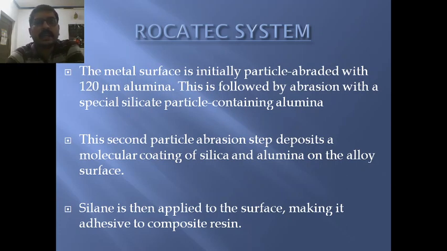Another system is the Rocatec system. The metal surface is initially particle abraded with 120 micron alumina, followed by abrasion with special silicate particle containing alumina. This second particle abrasion step can deposit a molecular coating of silica and alumina on the alloy surface. Silane is then applied to the surface, making it adhesive to composite resin.